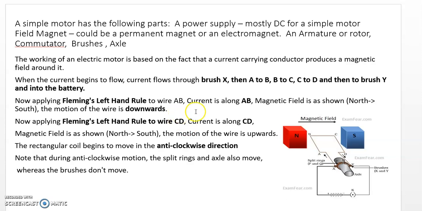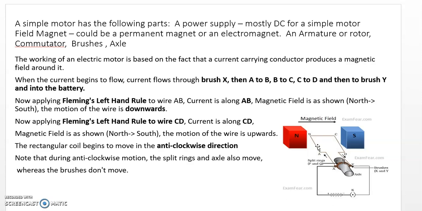Now you have to apply Fleming's left hand rule to AB. When you apply it, the magnetic field is as shown, represented by the second finger, from north to south. The motion of the conductor, that is the force, is downwards. Then apply Fleming's left hand rule to CD. The current is along CD. When you apply it, you will see that the motion of the wire is upwards. So this goes upward and this goes down. So this is the anti-clockwise direction.